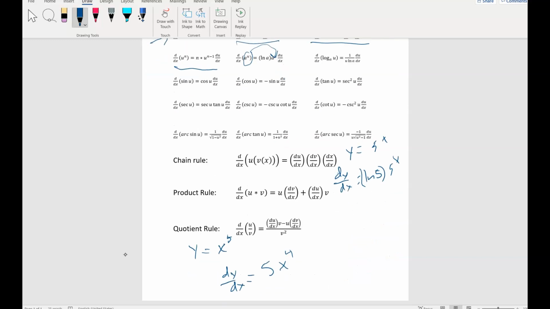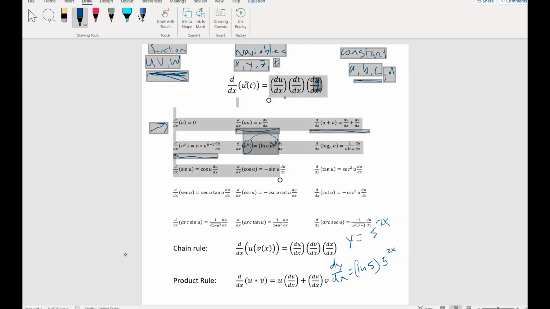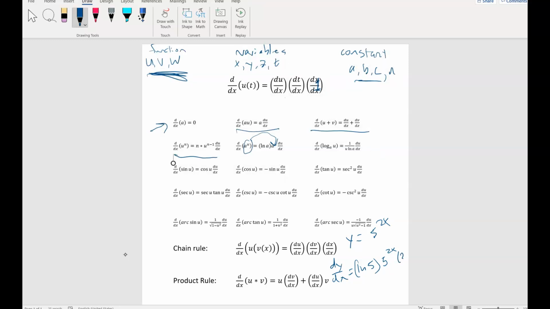Now, if it was 5 to the 2x, well, now it's going to be a little bit different, isn't it? Because of the chain rule, dy/dx is equal to natural log of 5 times 5 to the 2x times the derivative of 2x. The derivative of 2x would be 2 times the derivative of x, and the derivative of x is 1. So this would be times 2.